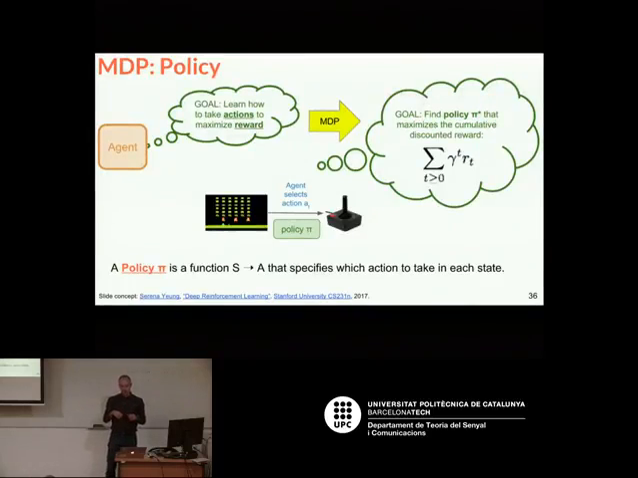So now with this word policy that I have introduced, I can reformulate the previous goal. We had the previous goal that we want the agent to learn how to take actions to maximize the reward. Now with this MDP formalism, what we want is to find an optimal policy. This star here will mean the optimal policy that maximizes the cumulative discounted reward. So here, r_t is the reward. Remember that r_t is the reward at each time step.